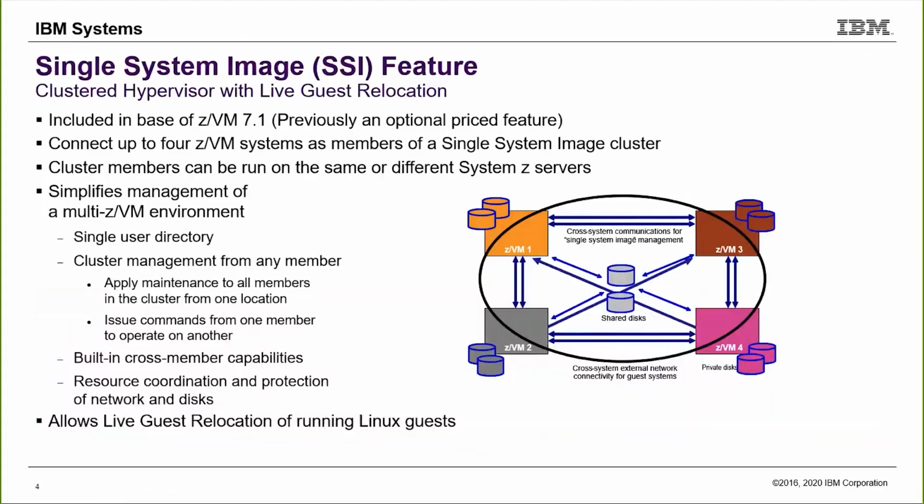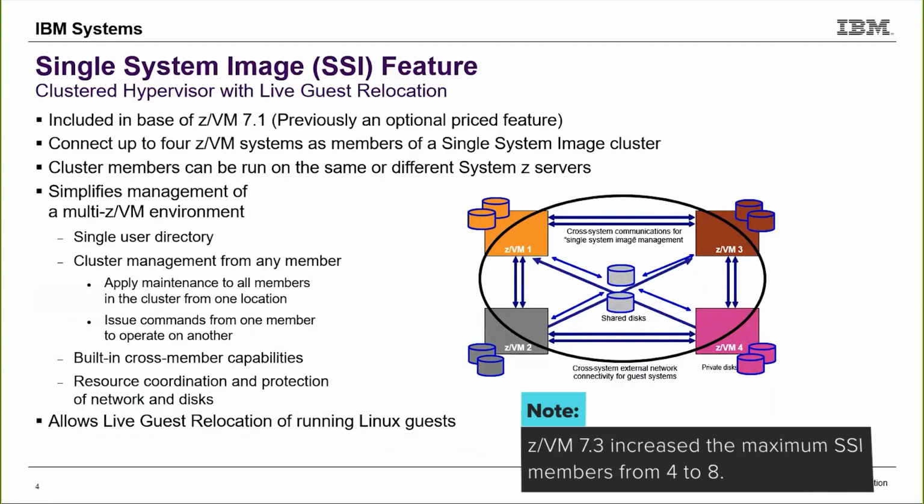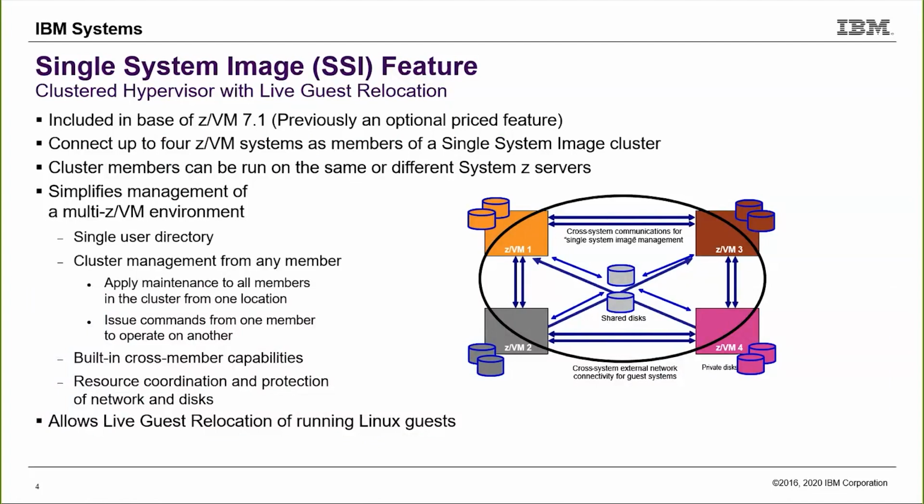All right, so just a reminder, or for those that are listening to this recording that didn't see the earlier sessions, I encourage you to go back and listen to them. But remember, SSI or single system image had been a priced feature of z/VM, is now included in the base starting in z/VM 7.1, and allows you to connect up to 4 members or 4 z/VM systems. Those can be LPARs all on the same server or on different servers, right? They communicate to one another through CTCs.